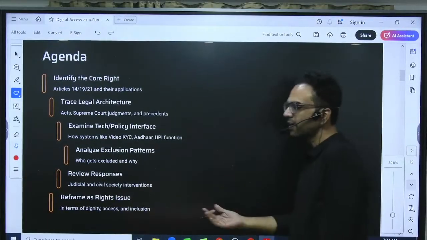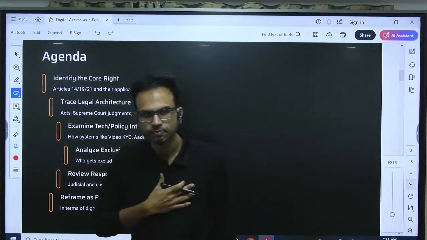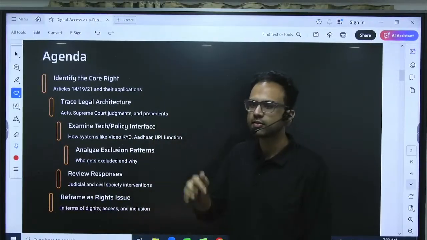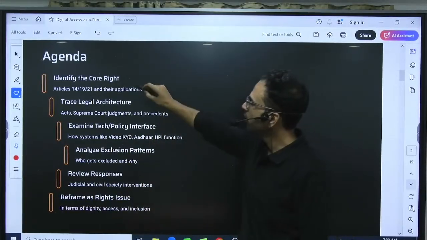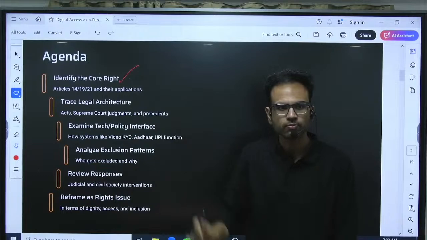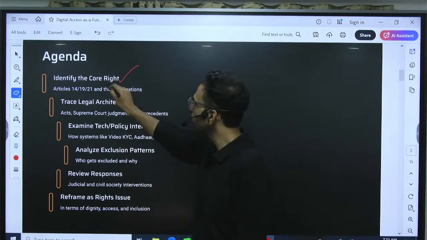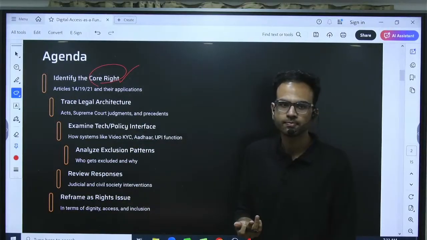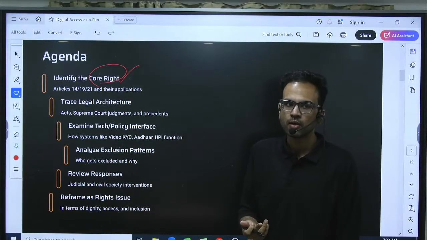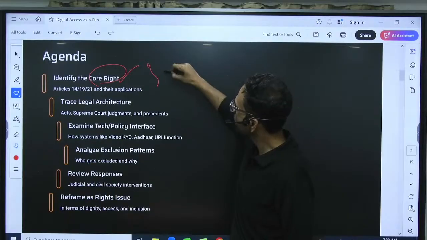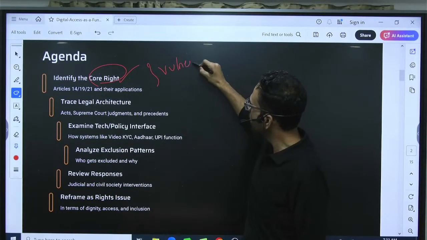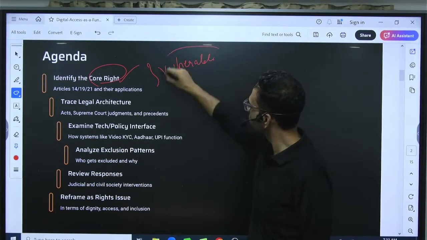Okay. Now what is the agenda of this session? How will we structure this session? Firstly, you have to identify any rights issue, not just this issue, any rights issue. You have to identify the core right that we have to demand. When you talk about any vulnerable sections, can you tell me who are the other vulnerable sections that you can think of?